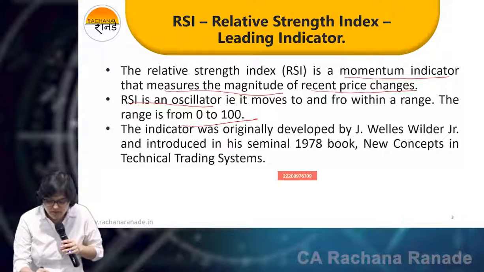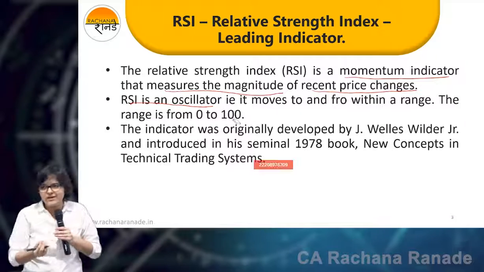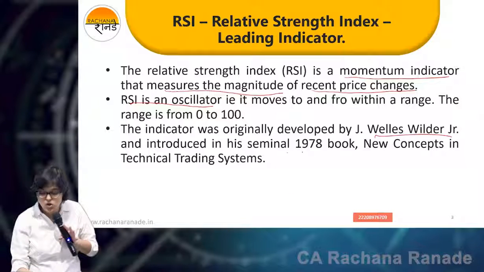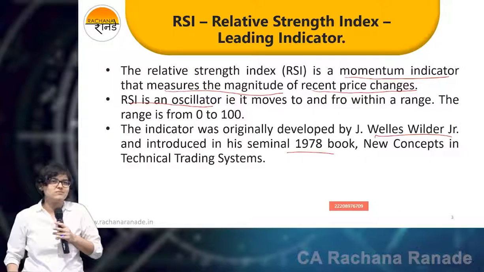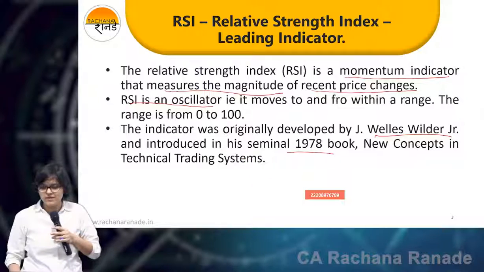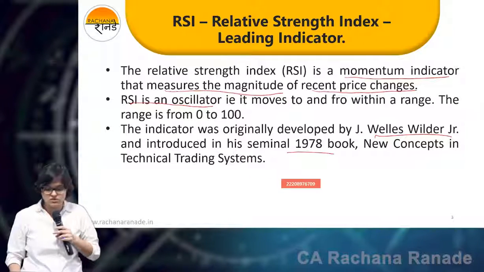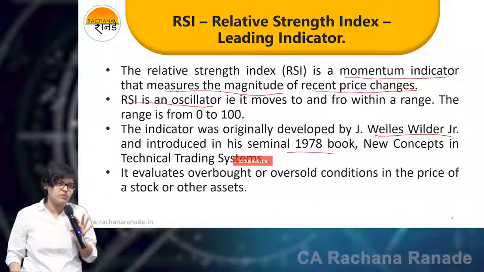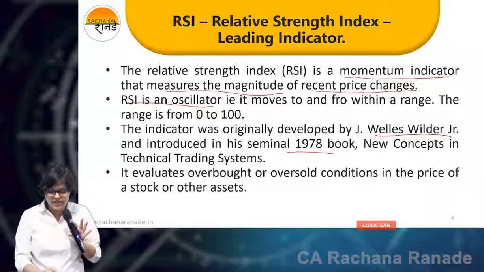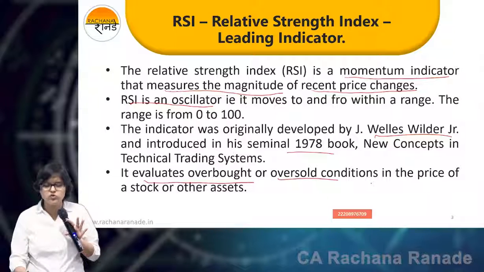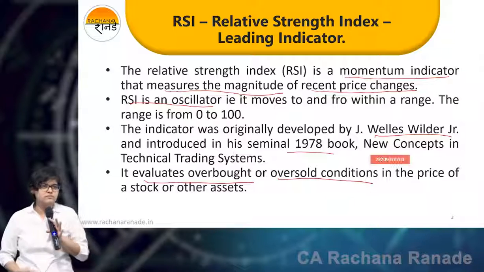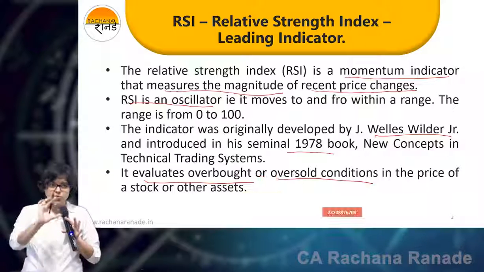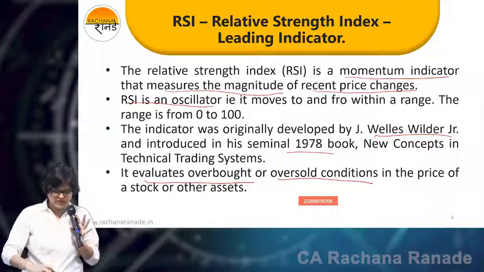Who developed this? A little bit of theory. We also have to give credit to the person who developed this. Welles Wilder introduced this in 1978. Here we are in 2020 almost, and in 1978 this concept was introduced. Traditionally, I will tell you the thought process. Traditionally, it evaluates overbought and oversold conditions. It's okay even if you don't write it down, because I'm telling you the traditional story. Otherwise, I would have skipped this part.